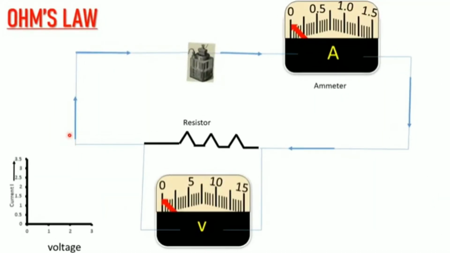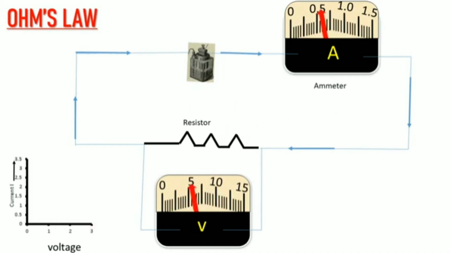Now come to the next topic, that is Ohm's law. In this circuit diagram, a primary cell, that is Leclanché cell, is connected. Its terminals are connected across the ends of a resistor having a certain resistance R. You will learn what is resistance in this topic. And an ammeter is connected in series to this resistor, and a voltmeter is connected in parallel to this resistor. Variation of current with voltage is shown in this graph.